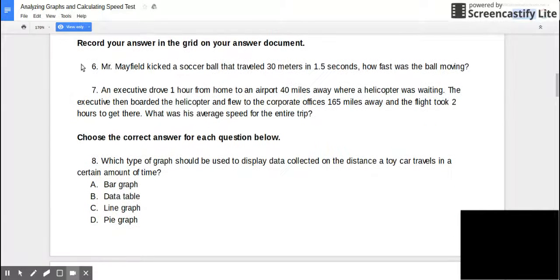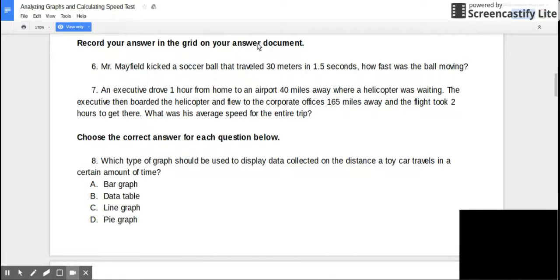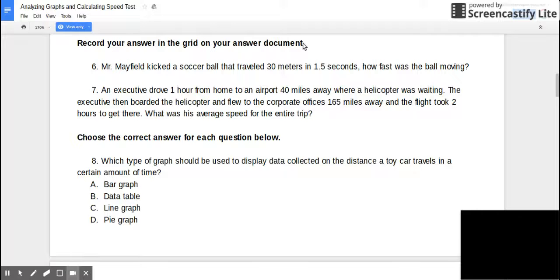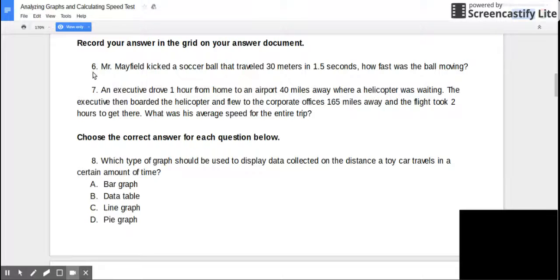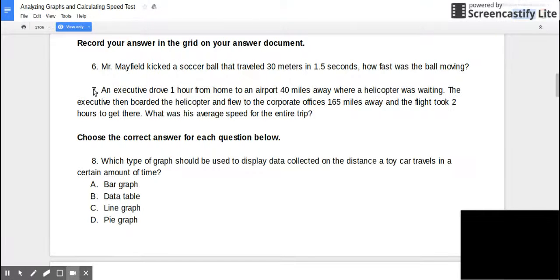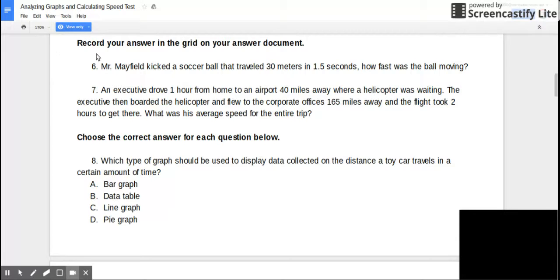Now for number 6 and 7, it says record your answer in the grid on your answer document. And we're going to do it a little different. You should be recording your answers on a separate sheet of notebook paper. So for number 6 and 7, instead of putting A, B, C, or D, what you're going to do is calculate the speed and then write your answer on your notebook paper. So for example, if you thought the answer was 10 meters per second, then you would write 10 meters per second for that number. Okay?